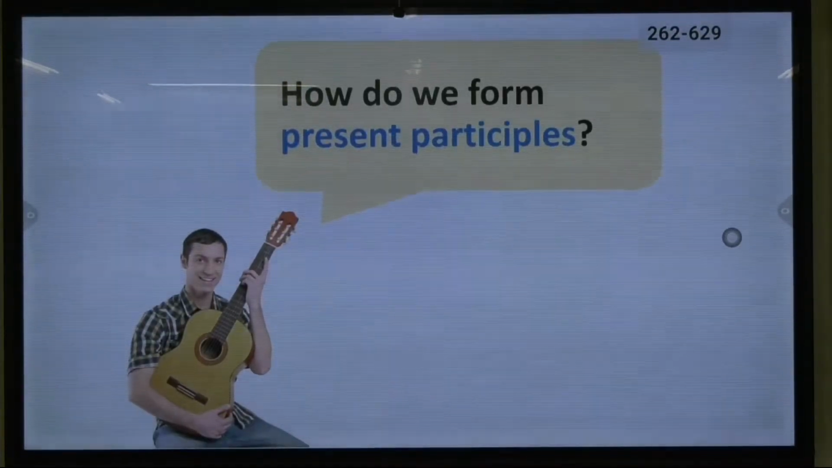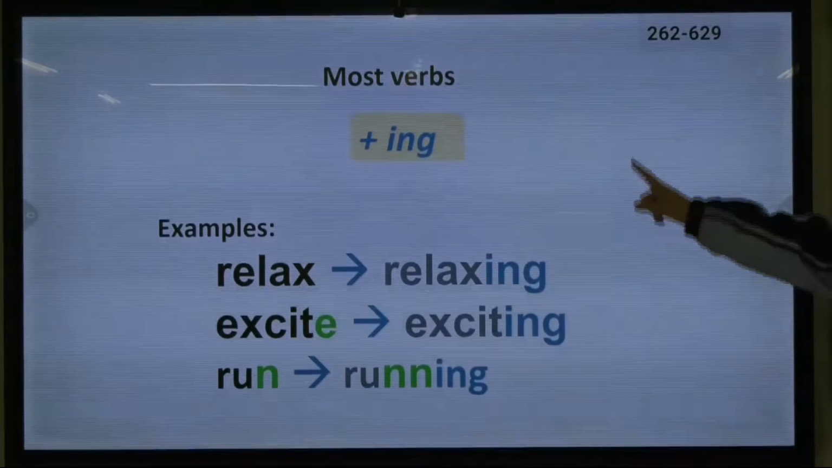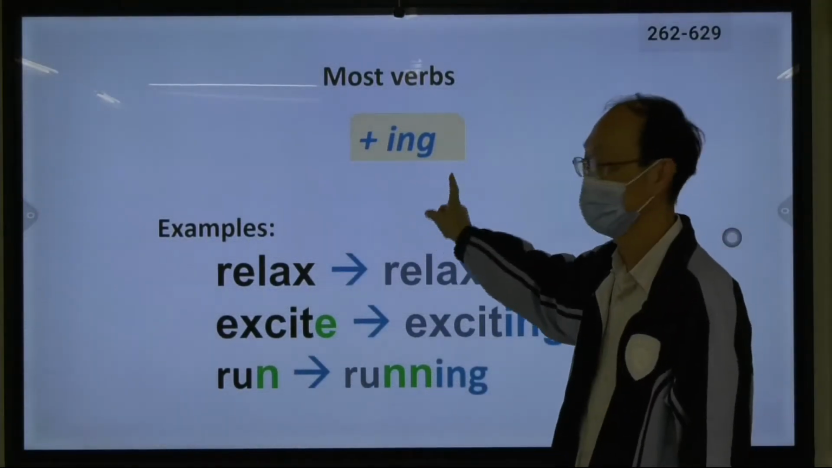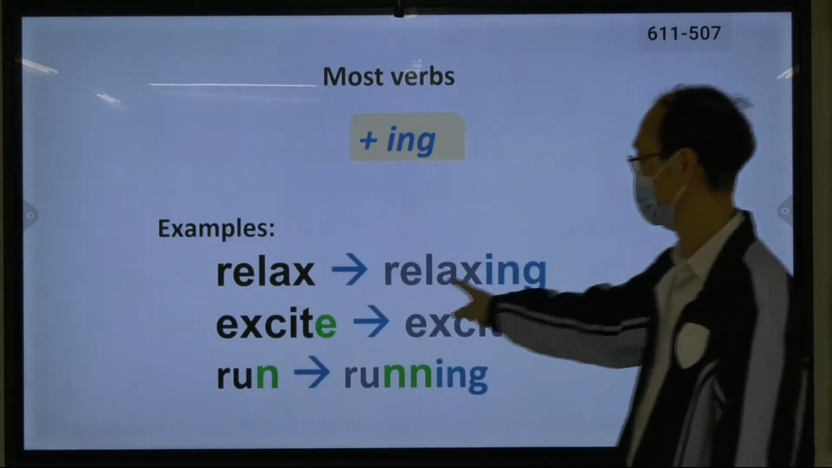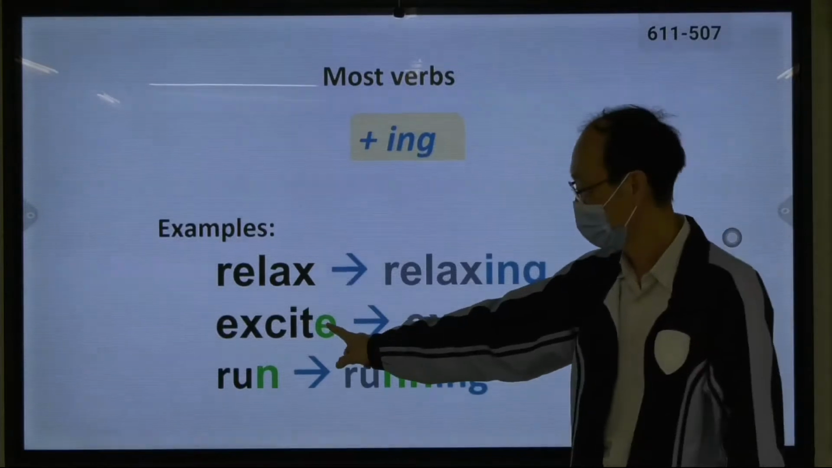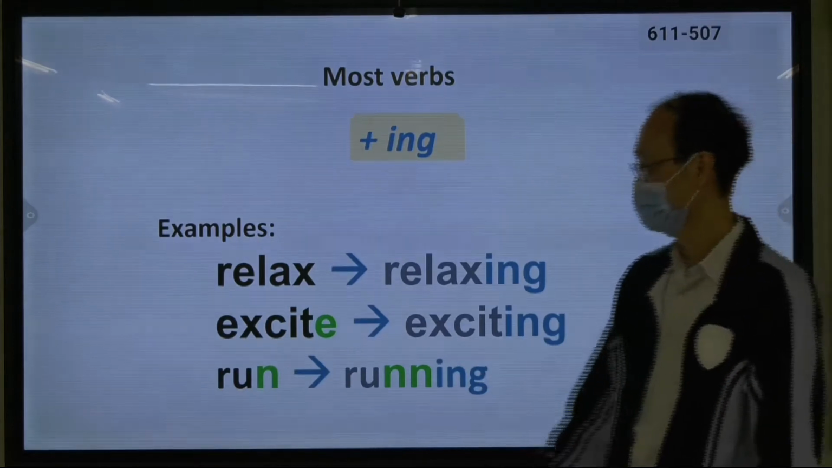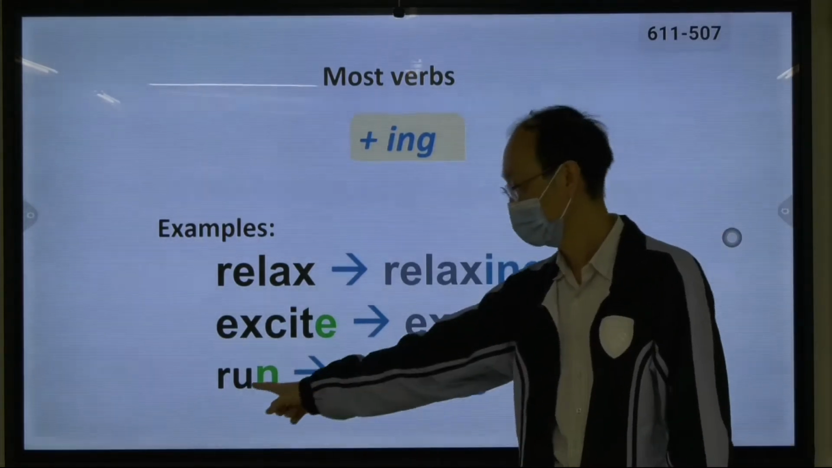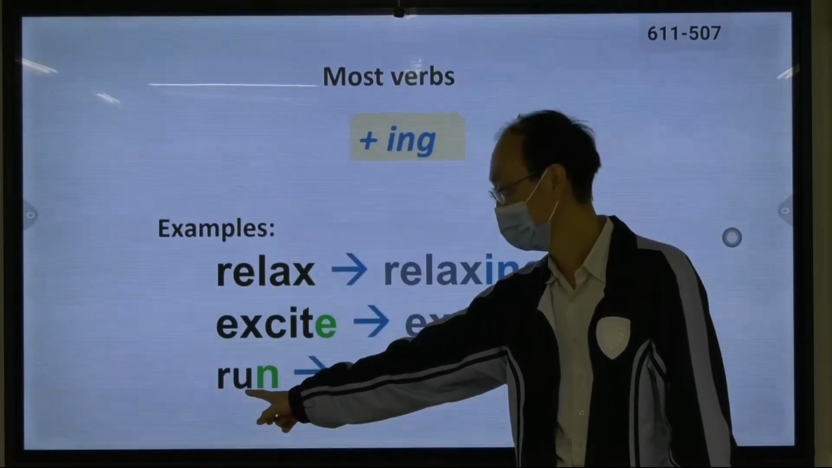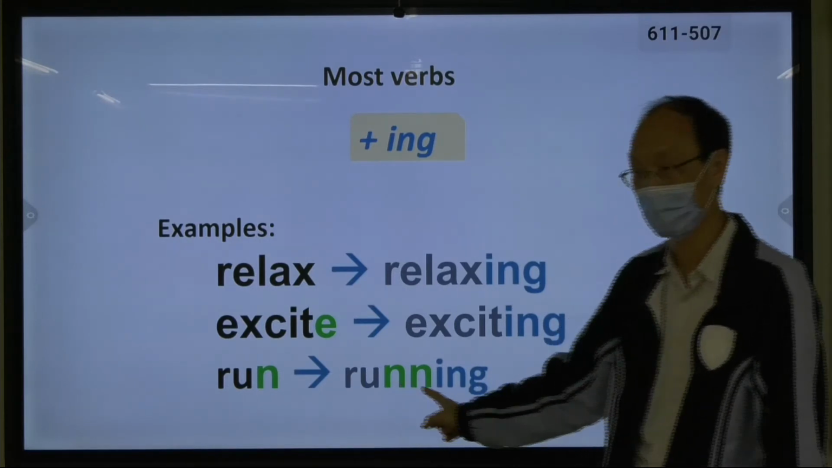How do we form the present participle? First of all, most words we add ing. For example, relaxing. And excite, remember here, delete the letter E. Exciting. And because we have a vowel here, we should add one more N. Running.